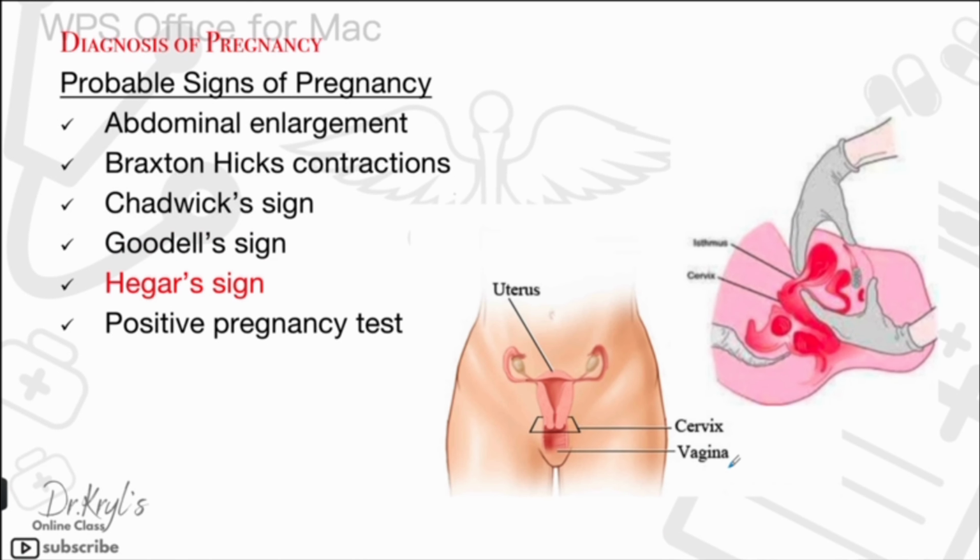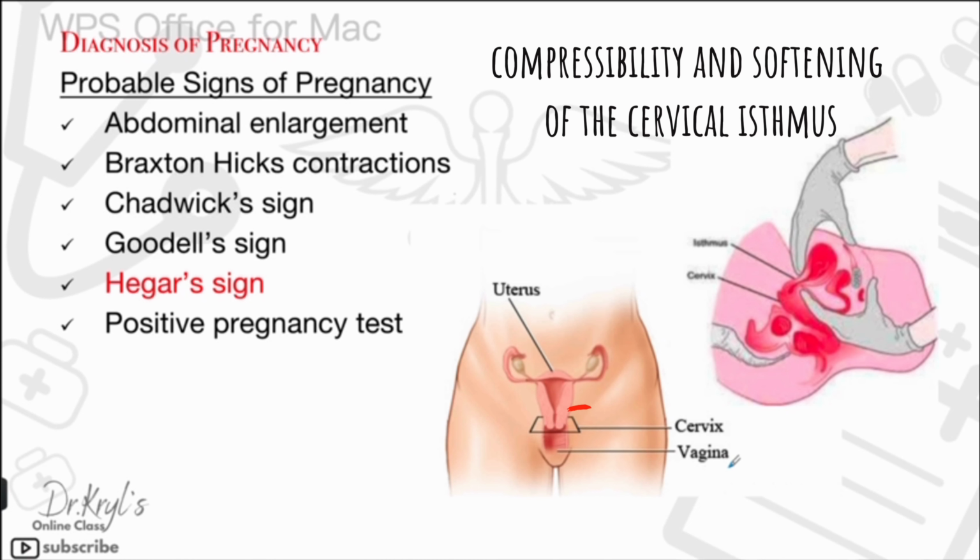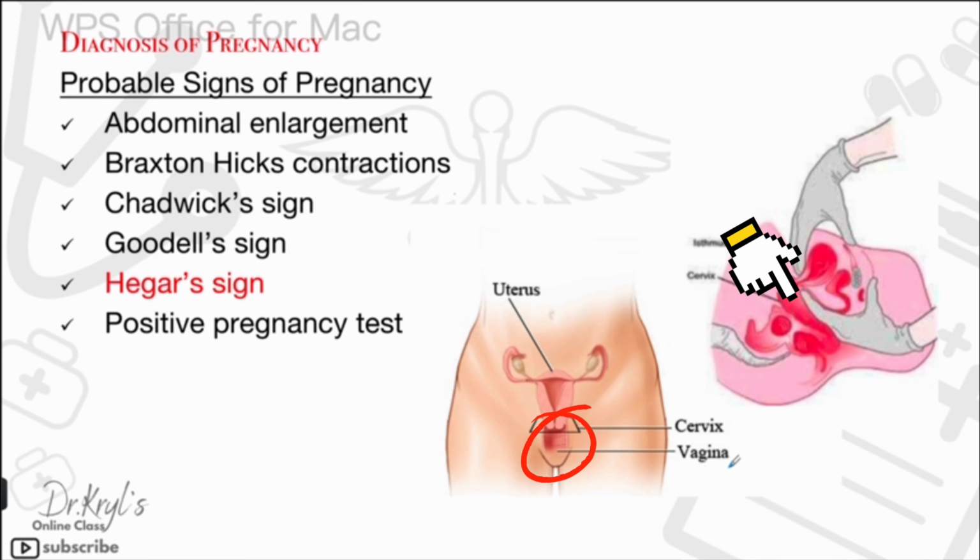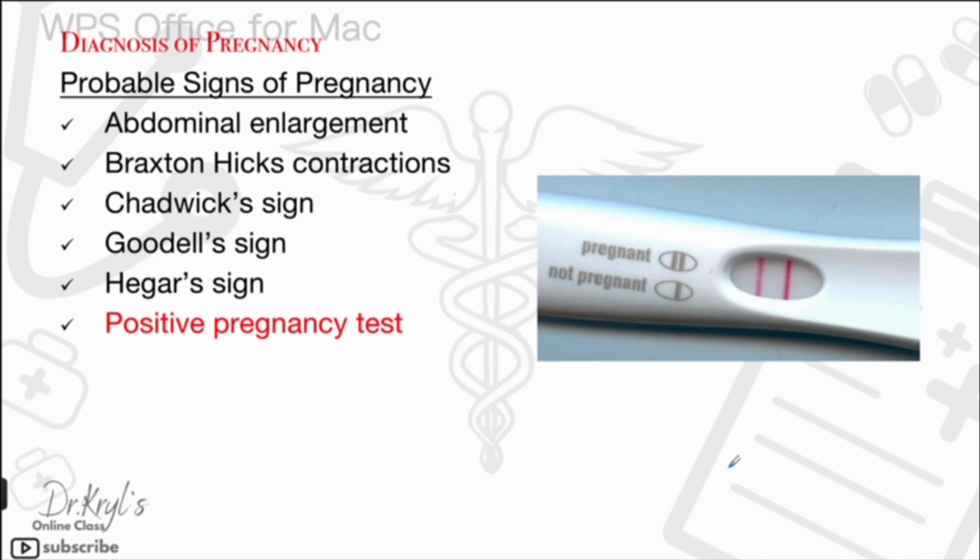Okay? Then Hegar's sign. Same with Goodell's, but in here, there is the softening of the lower uterine segment. Hegar's sign is also a non-specific indication of pregnancy that is characterized by the compressibility and softening of the cervical isthmus. So where is the cervical isthmus? It is located in the portion of the cervix between the uterus and the vaginal portion of the cervix. Okay, then the last is the positive pregnancy test.